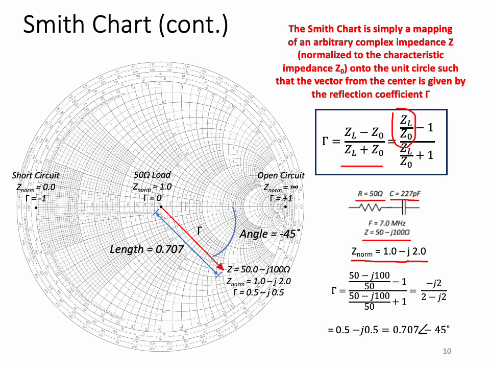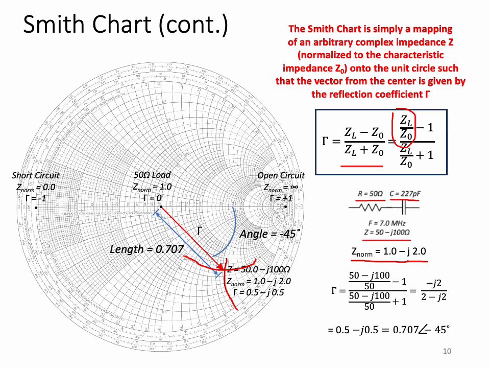So, for example, R norm equals 1.0. That's the real component of Z norm. That lies somewhere along this circle here, and you can see the value of 1.0. On the other hand, the imaginary component minus j2.0 lies along a circle which comes up in this direction. So at this intersection is where the impedance 1.0 minus j2.0 normalized lies.